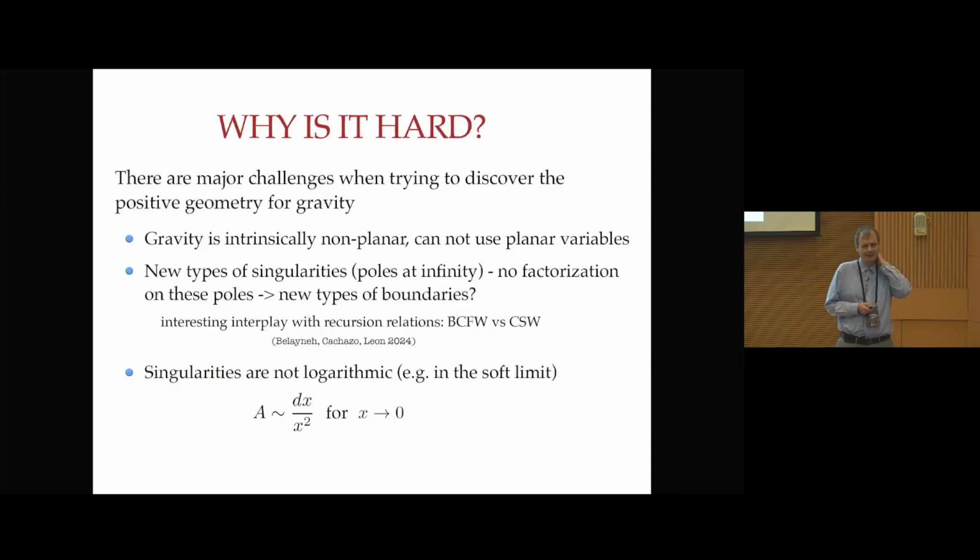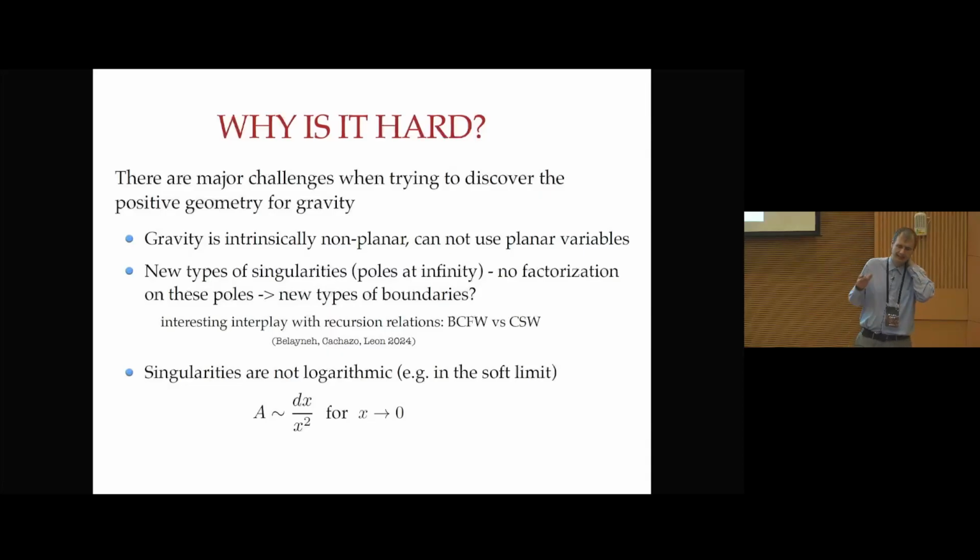The problem with gravity is at several levels. Gravity is intrinsically non-planar. There is no planar sector of gravity. So we cannot use any of these variables that I was talking about. We cannot use these Xij's, or we can use them, but they wouldn't make good sense. We cannot use these momentum twistors and so on. We really have to work in a fully non-planar setup. And there are these new types of singularities, these poles at infinity. I was complaining about it at the beginning, that we don't know how to capture in geometry.